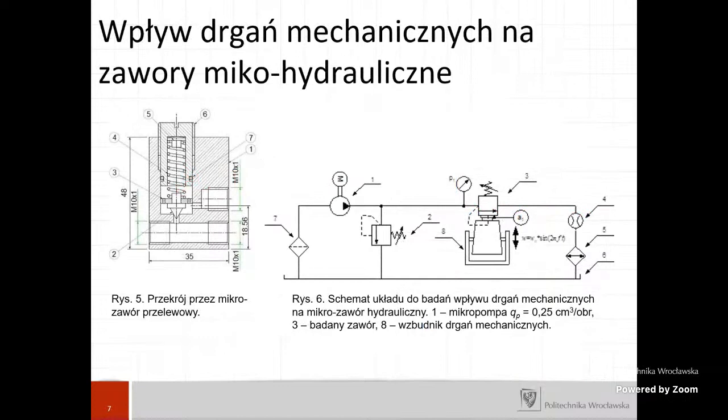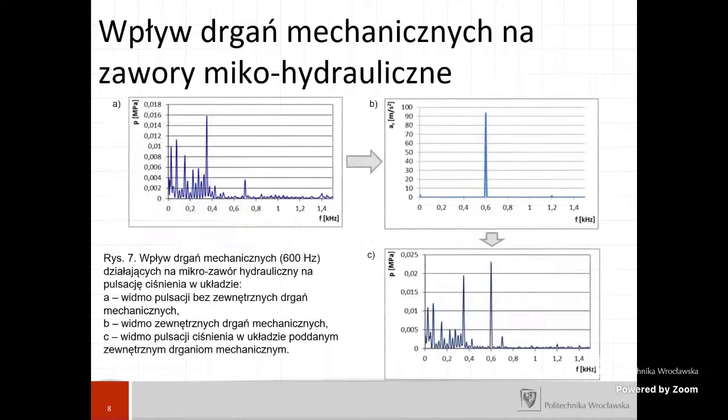Dodatkowo były też robione badania wpływu drgań na zawory, na mikrozawory w mikroukładach hydraulicznych. Tutaj jest schemat takiego stanowiska, właściwie mikrozawór maksymalny został ułożony na wzbudniku elektromagnetycznym i sprawdzaliśmy tutaj, jak te drgania zewnętrzne wpływają na pulsację ciśnienia w układzie.